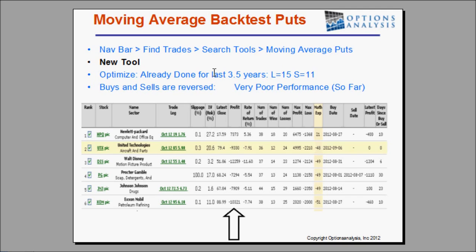If times change, if you yourself become bearish and you start looking for put trades, this would be the place to come to find those trades. If you think that the time period we're going to go into is going to be more bearish than the 3.5-year period of bullishness we just left.